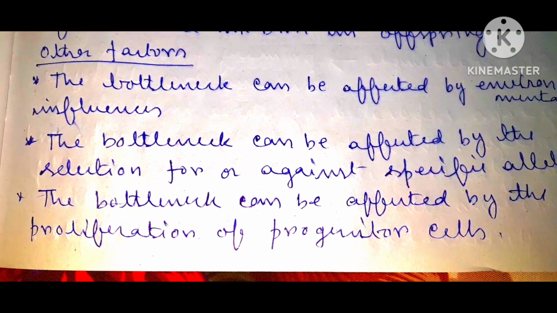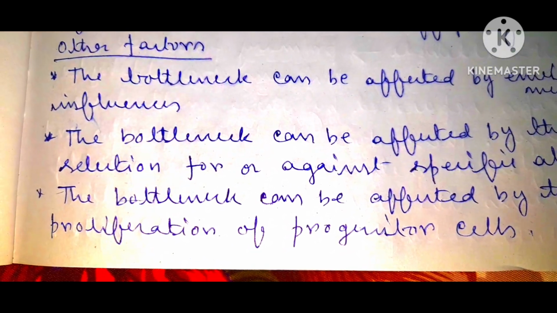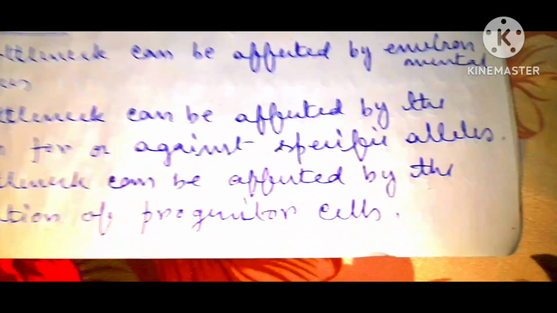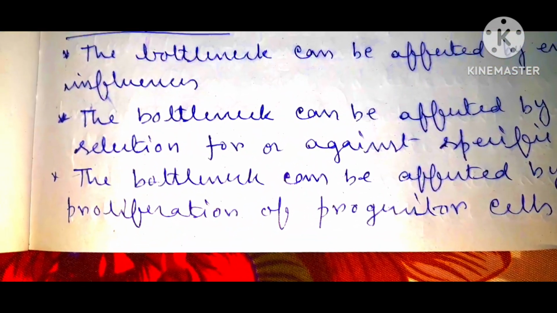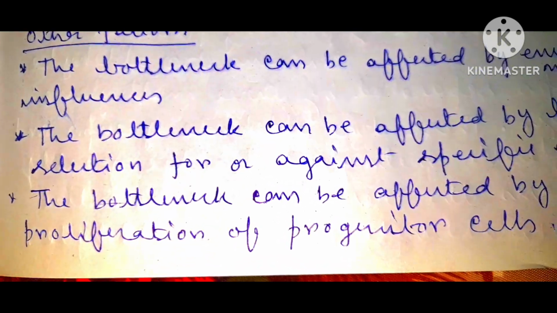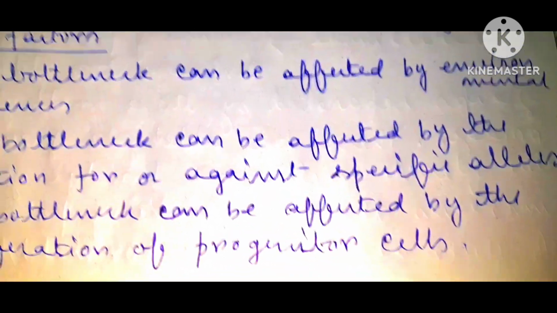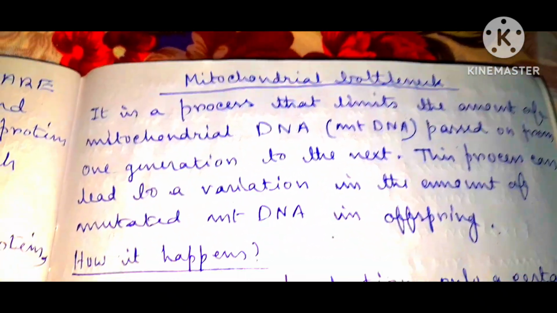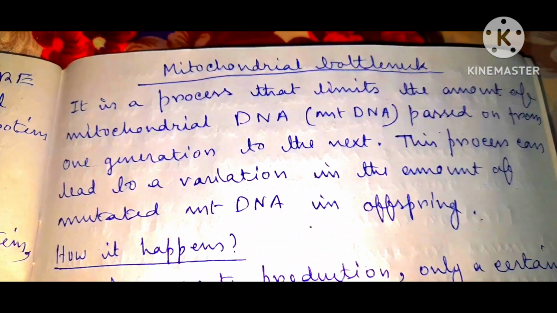And the bottleneck can be affected by the selection for or against specific alleles. And the bottleneck can be affected by the proliferation of progenitor cells. So, this is in detail all about mitochondrial bottleneck.